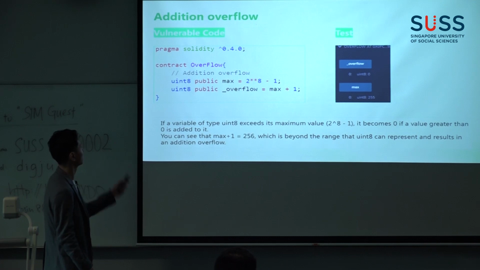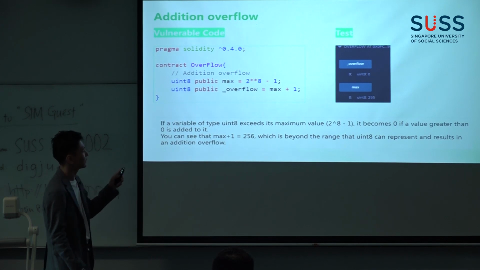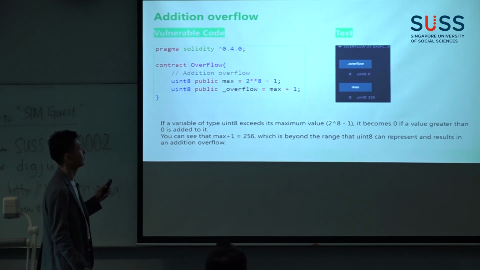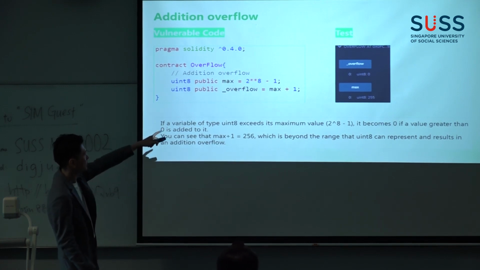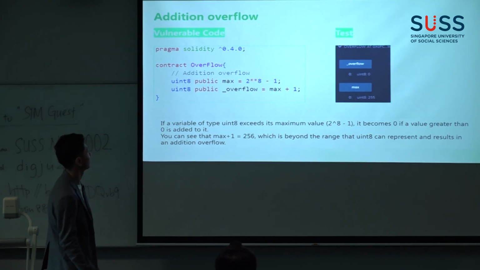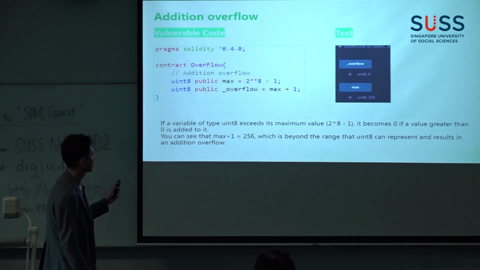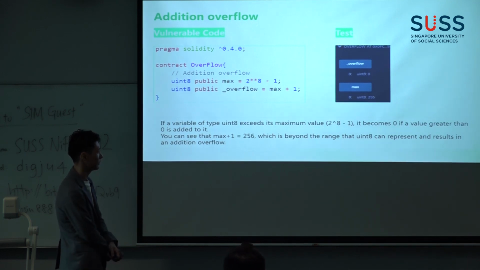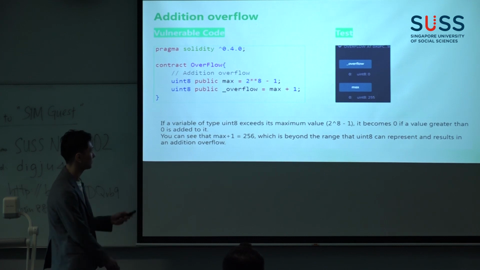This is a code snippet that's vulnerable. We can see the max is a uint8. That means the maximum value for max is 255, so we use 2 to the power of 8 minus 1, that's 255. But if we add 1 to it, then this overflow variable will be 0, which sometimes is not the intention of developers. So you can see max plus 1 equals 256, which is beyond the range that uint8 can represent, and results in addition overflow.